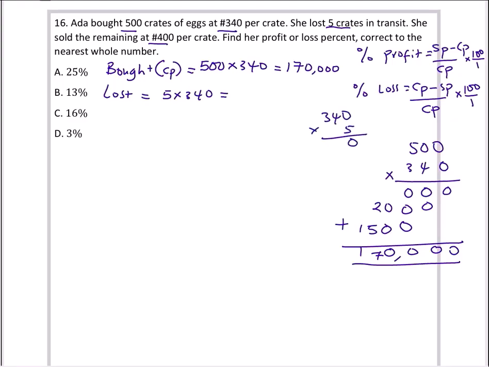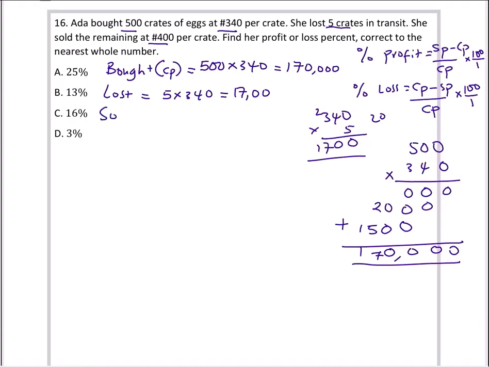5 times 0 is 0, 5 times 4 is 20, so write 0 carry 2. 5 times 3 is 15, plus 2, 15, 16, 17. So that's 1,700 on transit. Maybe the crates broke while she was traveling or bringing them back, like during delivery. Okay, she sold the remaining at this.